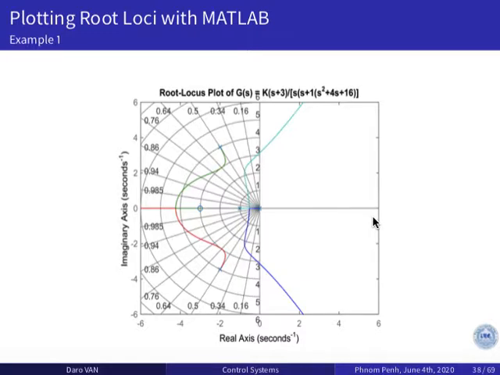So how many poles are there? There are four poles: one, two, three, four, and one finite zero.